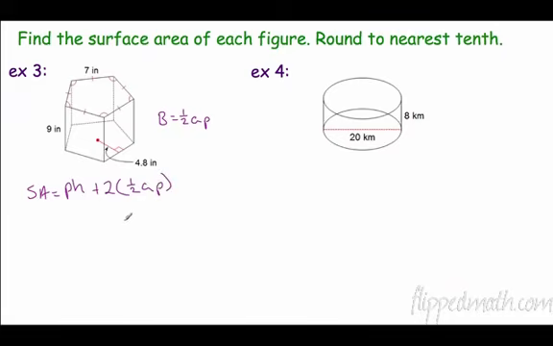All right, right off the bat, 2 times a half cancels out. Let's just take care of that right now. So, perimeter, I have to add all the sides up: 7, 7, 7, 7, 7. So, 35 times my height, which is 9, plus the apothem, which is 4.8, times the perimeter, which again we know is 35. All right. We multiply this out. We get 315 plus 168. Add those together and we get 483 inches squared.